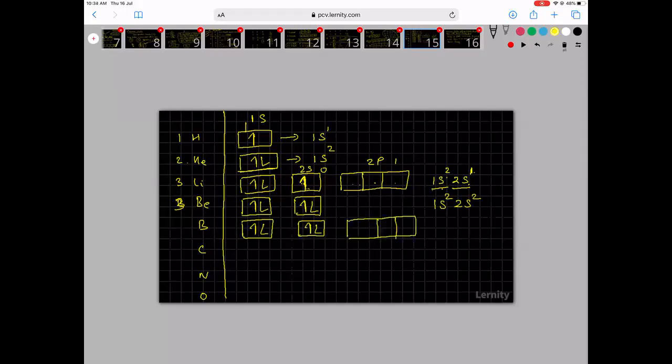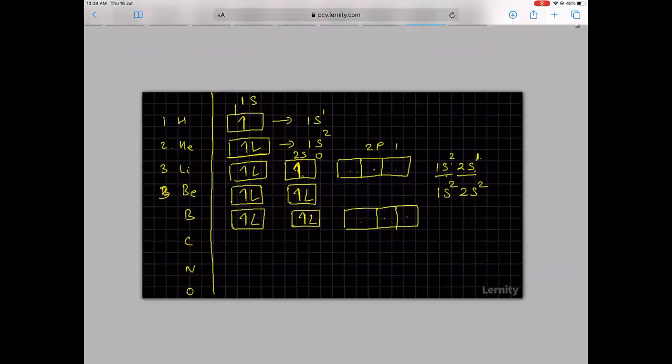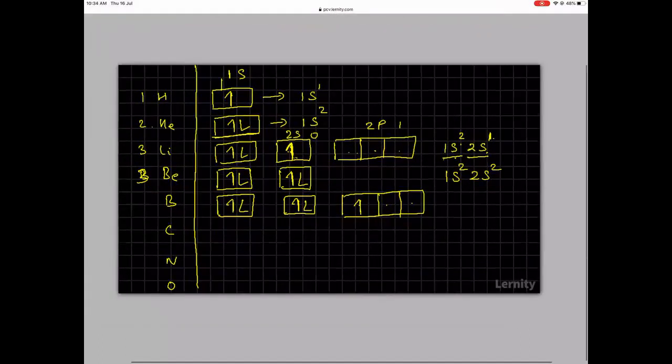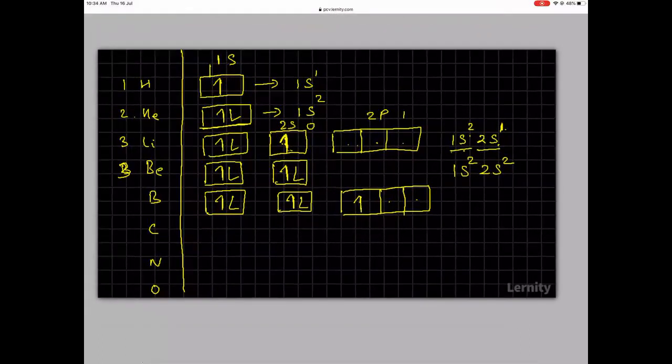Now there are 3, so it can come here, here, here. All have the same energy. And always anti-clockwise first, we don't give clockwise first.